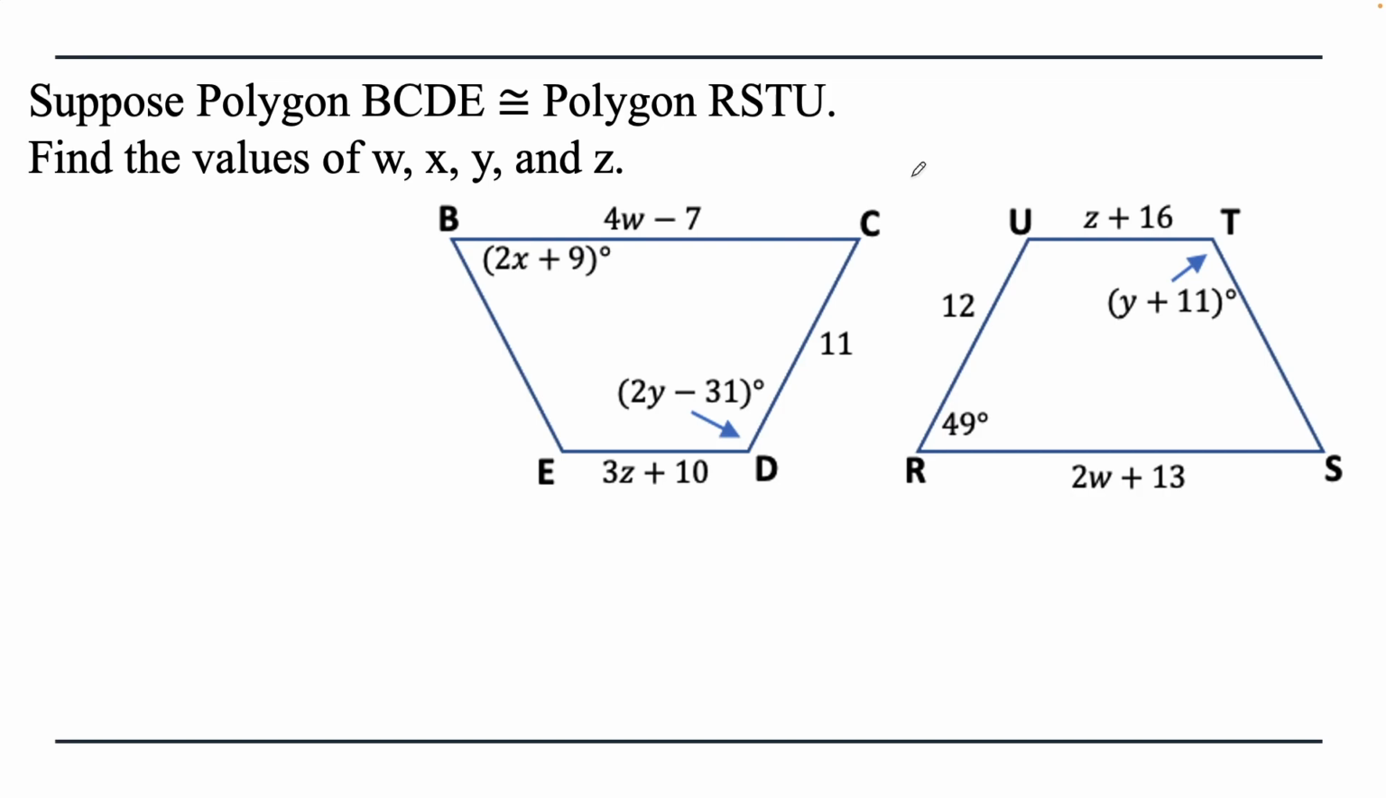All right, this one, we've got a polygon BCDE, and it's congruent to polygon RSTU. And we need to find the values of W, X, Y, and Z. And again, there's so much information, so use those colors to organize your brain. The order of the letters is really important. So B partners with R, C partners with S, D partners with T, and E partners with U.